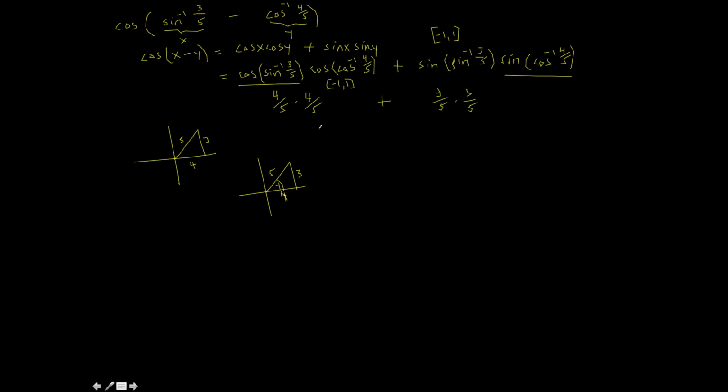Okay, so this would be 16/25 plus 9/25, which is 25 over 25, which is 1. So this is taking some identities. This is throwing it all together.